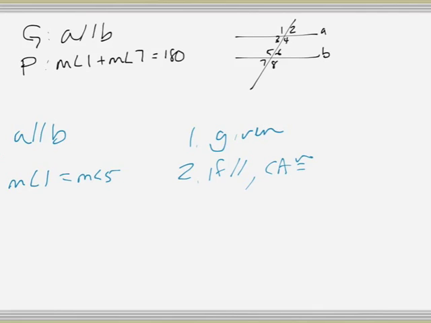Alright, so I want to prove something about 1. I've got 1 in the problem now. I also want to prove something about 7, and I don't really want 5. So is there anything I can say about 5 and 7? Yes, 5 is supplementary to 7. 5 and 7 add up to equal 180.